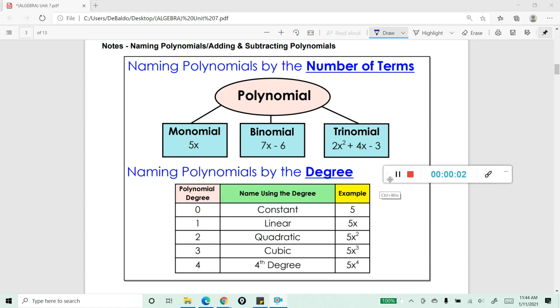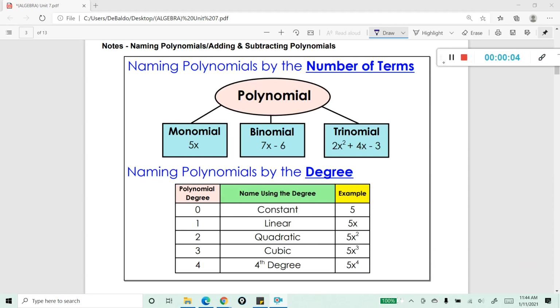In this lesson, we're going to be talking about naming polynomials, and then we'll take those polynomials and start adding and subtracting them together. Let's first go ahead and start talking about how to give a polynomial a name.